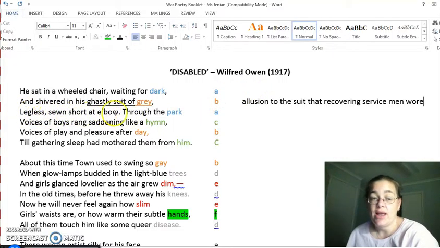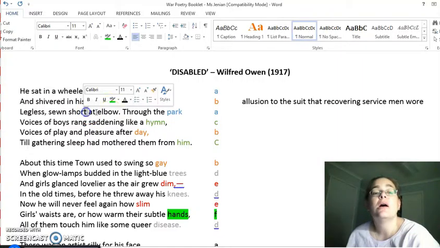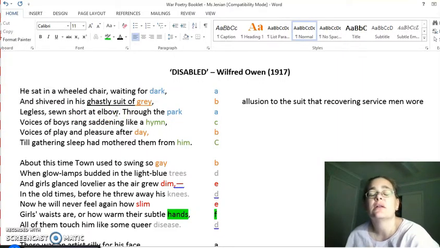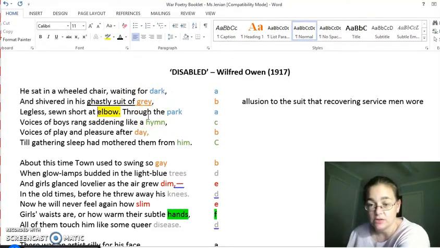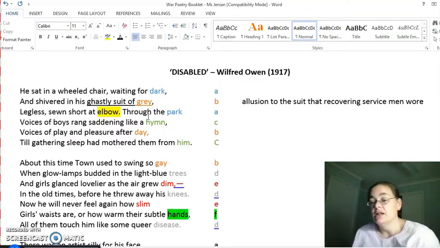Legless, sewn short at elbow. This isn't a literary device, but I just wanted to make this point again, that some interpretations of this poem call this guy a quadruple amputee, so he's lost both his arms and both his legs. However, the elbow is singular here, so I think there's an interpretation to be made that he's lost both of his legs because he's legless, but sewn short at elbow is singular. Maybe he's only lost one arm. I don't think it really affects the message of the poem.